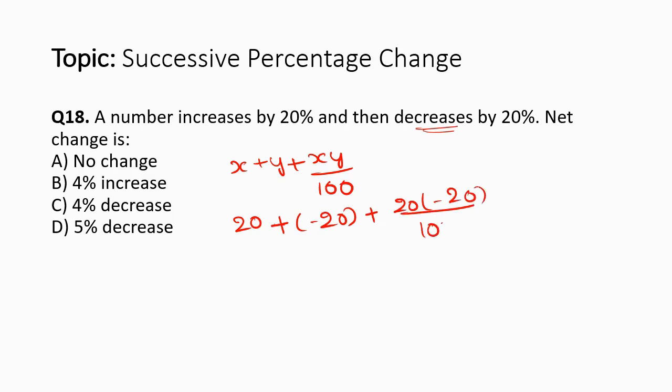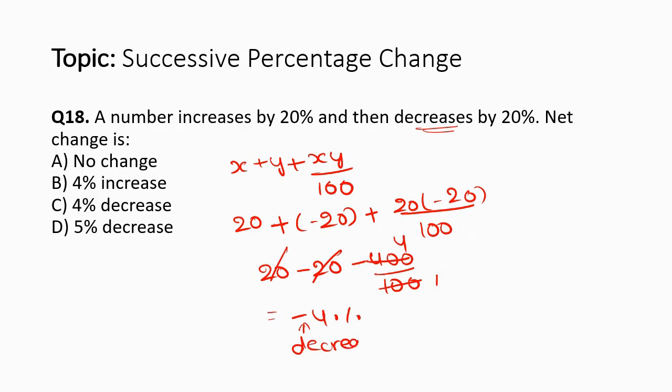Plus 20 into minus 20 by 100. Plus into minus, minus, 400 by 100. 20 cancel, 100 ones, 100 fours. It is equal to minus 4%. Minus indicates decrease, so answer will be 4% decrease.